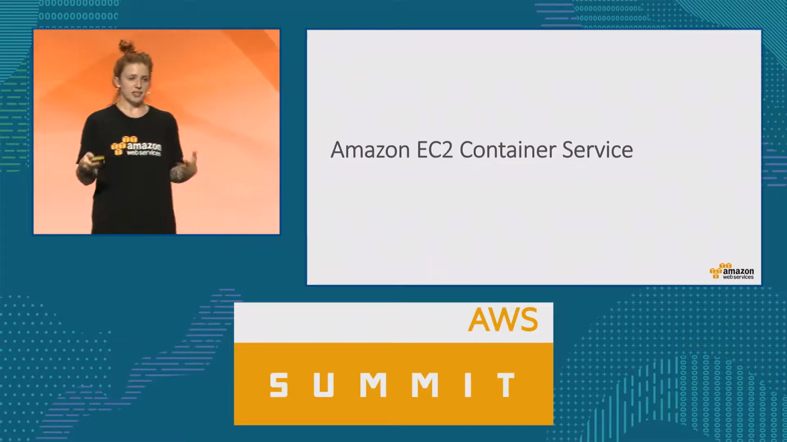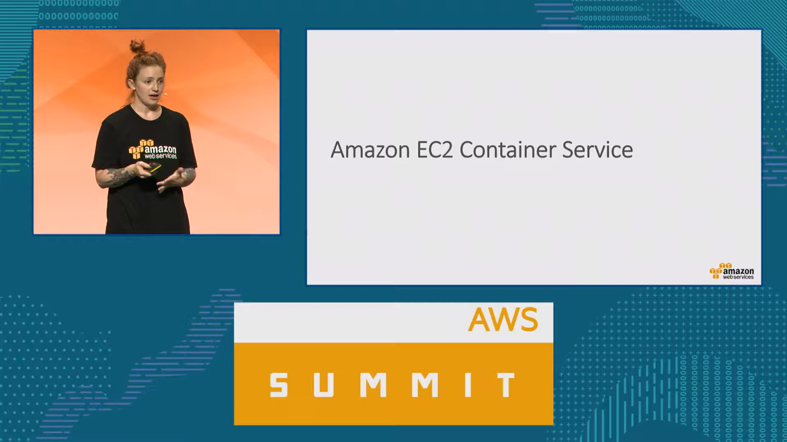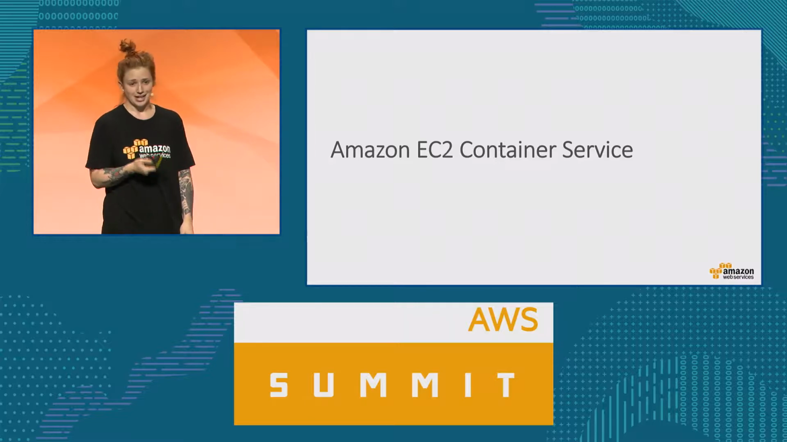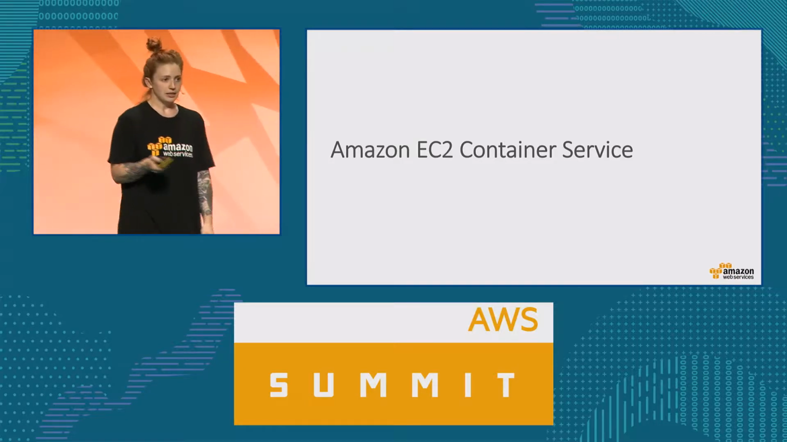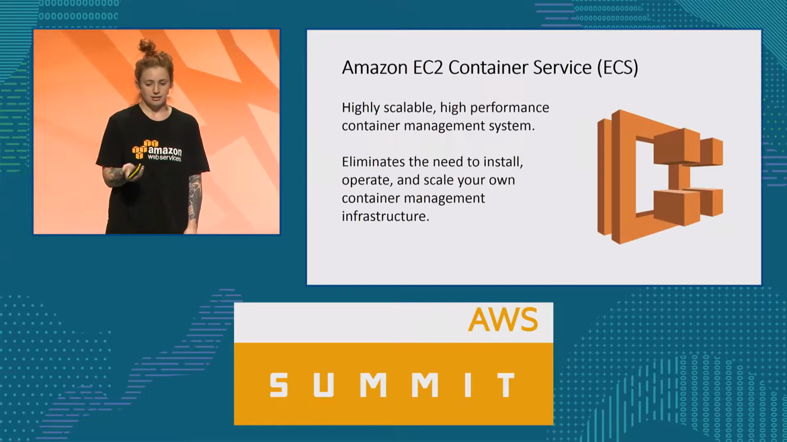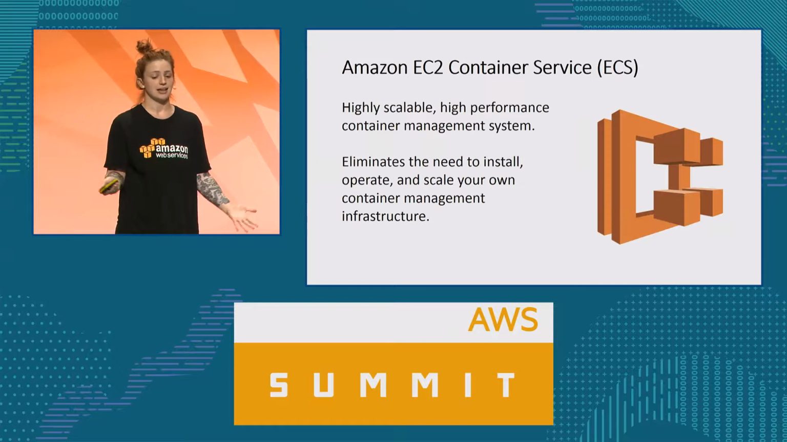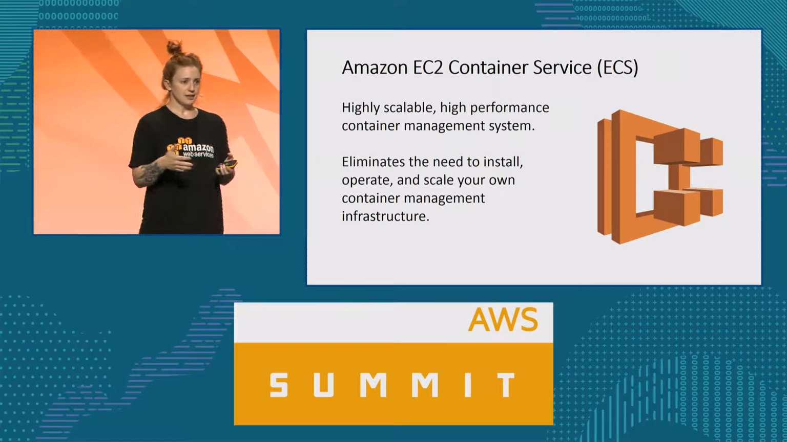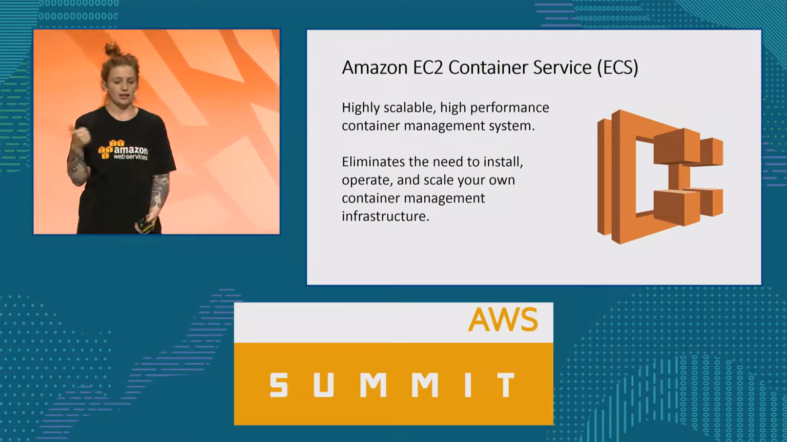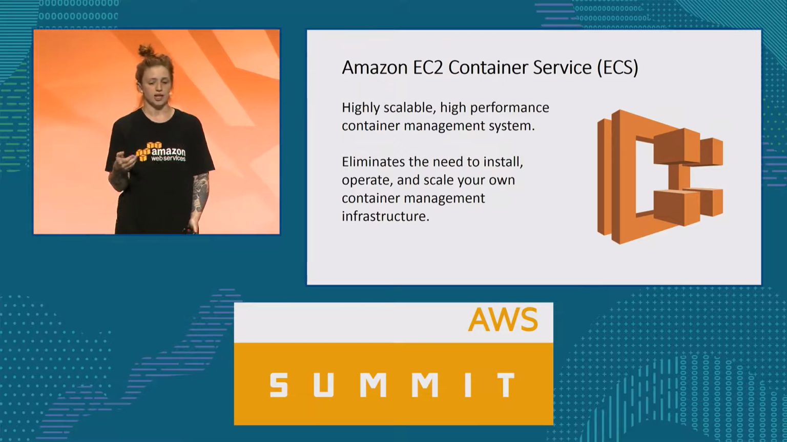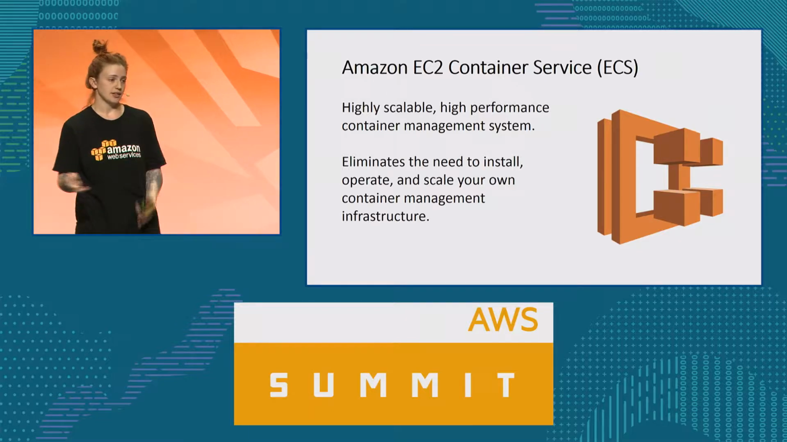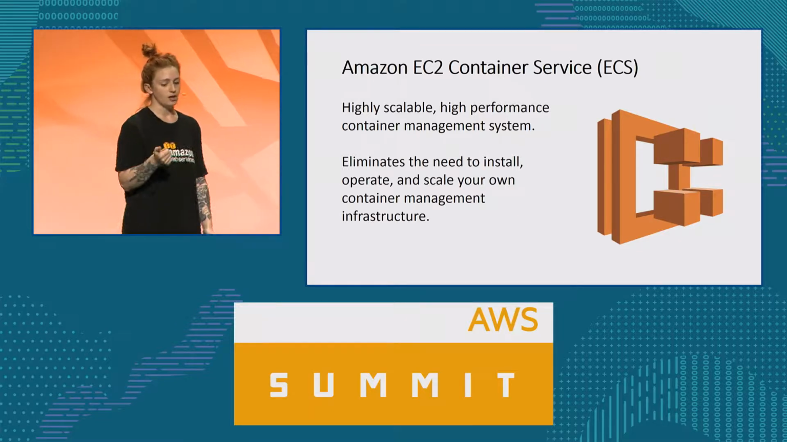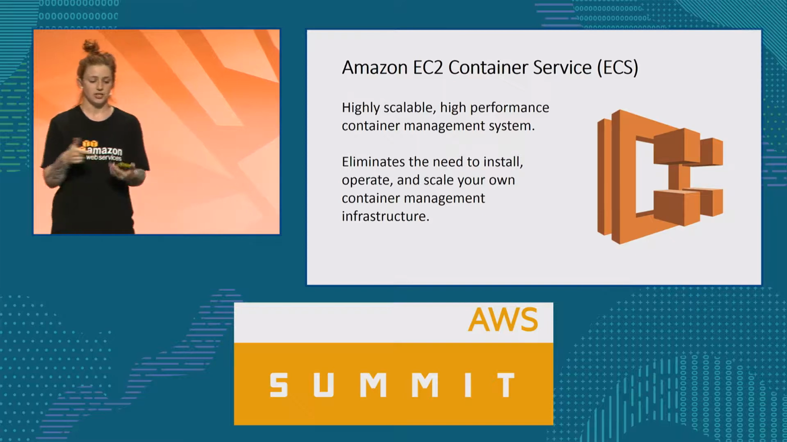So how do I run these microservices on Amazon? There are many ways to do it. My favorite, spoiler alert, is ECS. That is Amazon's EC2 Container Service. Let's talk about more exciting things. So what is ECS? I think the overarching definition here is a highly scalable, high performance container management system. What this means for you in practice is it eliminates the need to install, operate, and scale your own container management infrastructure.